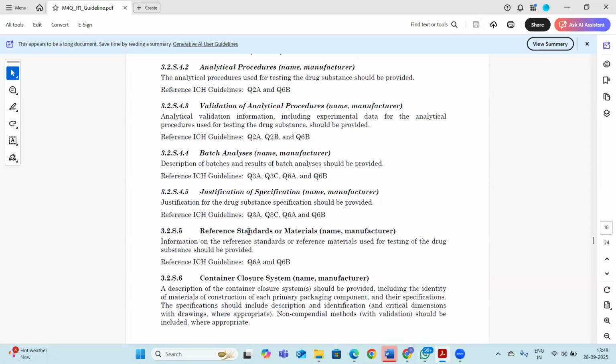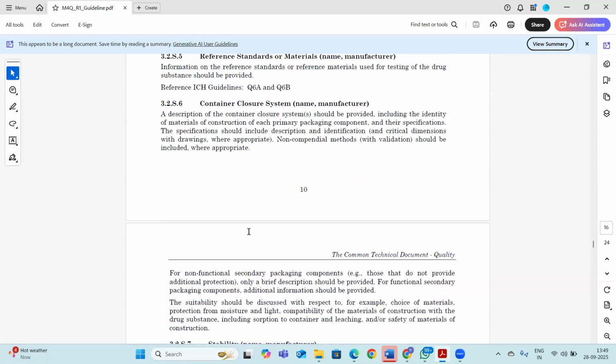Followed by 32S6, which talks about container closure system. This is also very important to provide a description of the container closure system, including the identity of materials of constructions of each primary packaging component and their specification. The specification should include descriptions and identifications. Non-compendial method should be included where appropriate. So all the data related to container closure system needs to be submitted here.